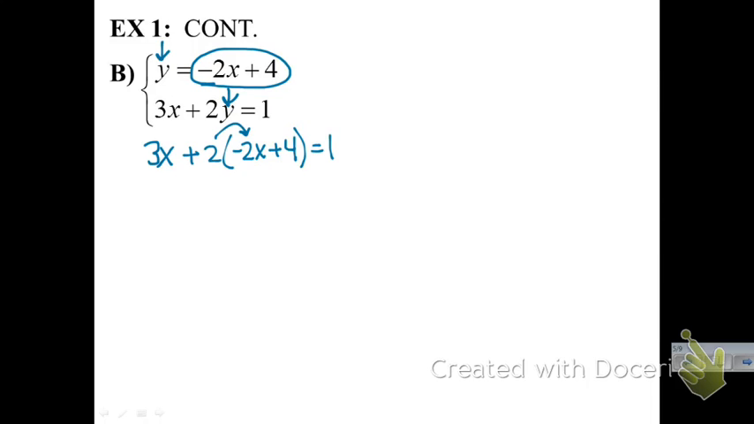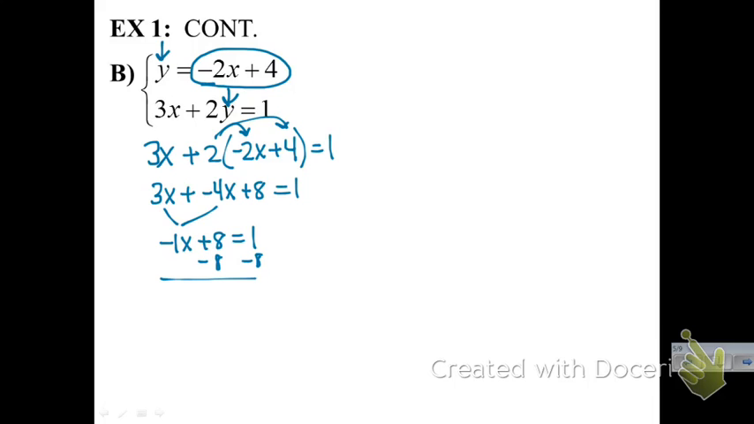So from here you're going to distribute the 2 through. So 2 times negative 2 is negative 4x, and then 2 times 4 is 8. Now you want to combine your like terms. This gives us a negative 1x plus 8 equals 1. We're going to move that 8 to the other side by subtracting. So you get negative 1x equals negative 7, and then we'll divide by negative 1. X equals 7. Okay, we're almost done.